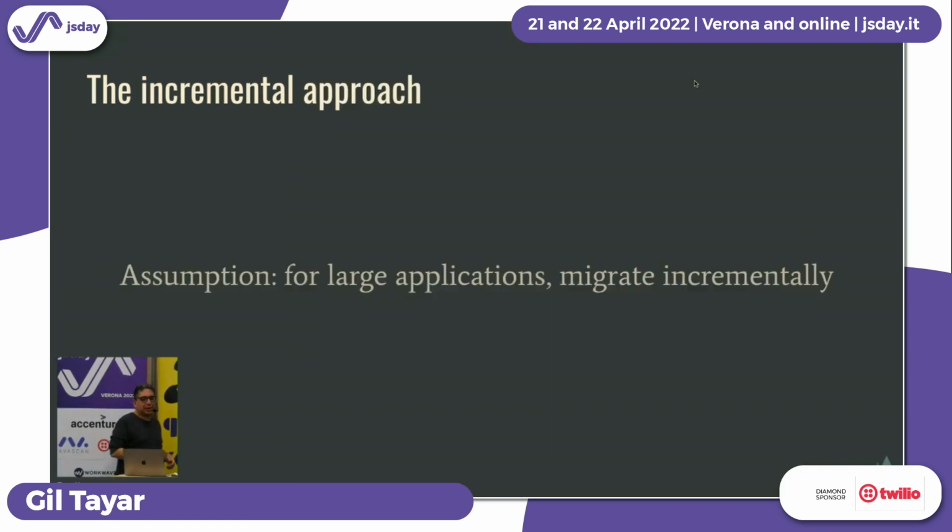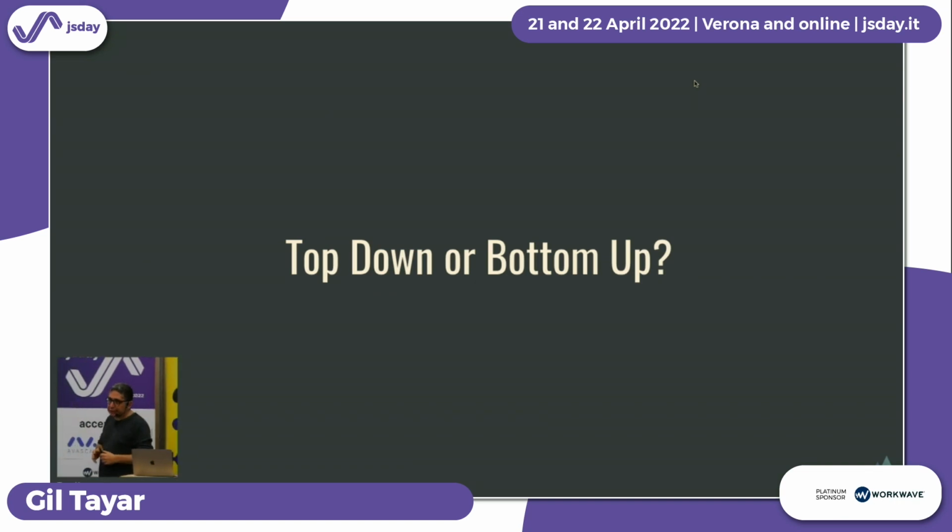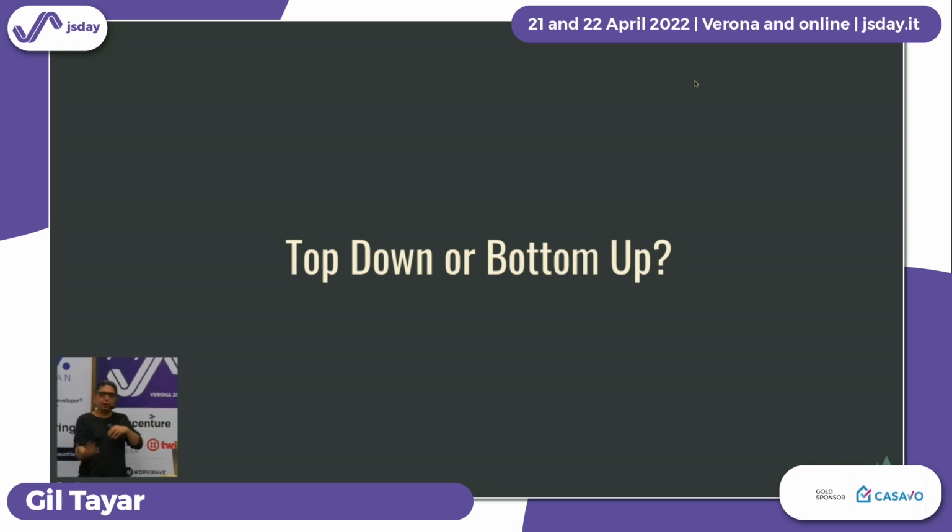That's one way. But the other way is the incremental approach, where we slowly migrate all the files from CJS to ESM. And the question is, how do I migrate them? Top down or bottom up? So migrate slowly from the bottom up or migrate slowly from the top down. Usually I'm a huge fan of bottom up. Okay, I love bottom up.